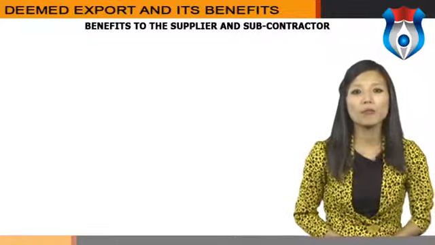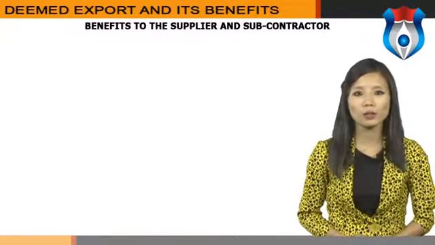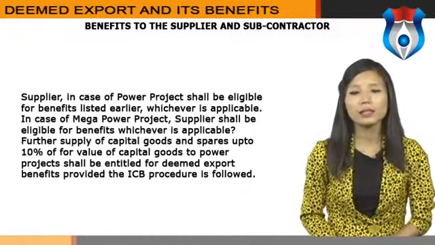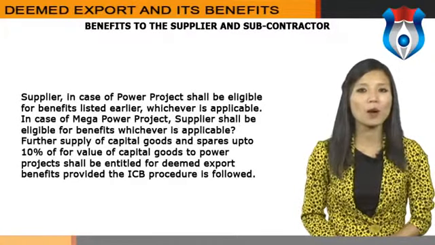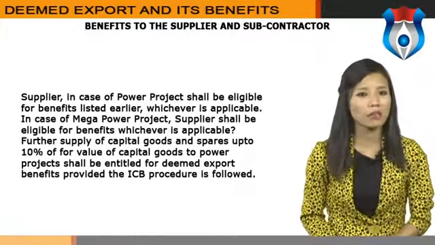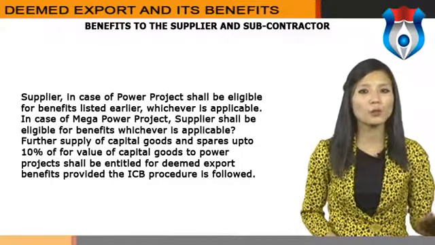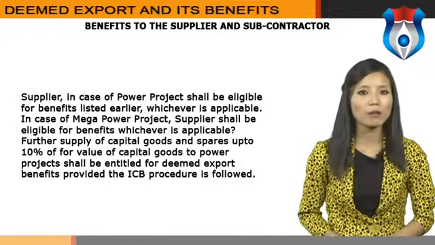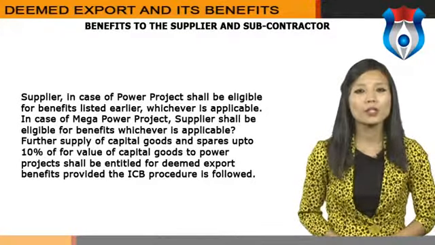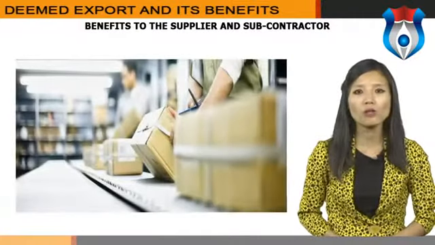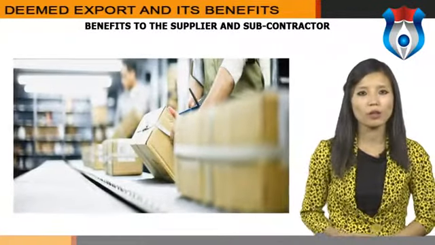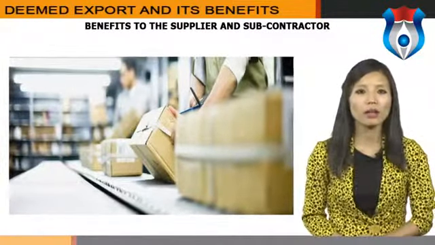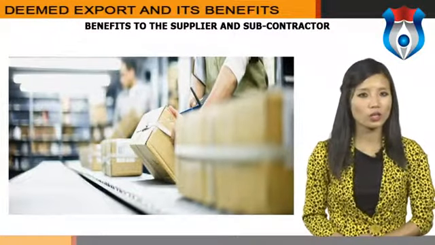Let us now know the meaning of benefits to the supplier and subcontractor. Supplier in case of power project shall be eligible for benefits listed earlier, whichever is applicable. In case of mega power project, suppliers shall be eligible for benefits whichever is applicable. For the supply of capital goods and spares up to 10% of FOB value of capital goods to power project shall be entitled for deemed export benefits provided the ICB procedure is followed. Benefits of deemed exports are also available for renovation or modernization. Subcontractor may, however, make supplies to main contractor instead of supplying directly to designated projects or agencies.